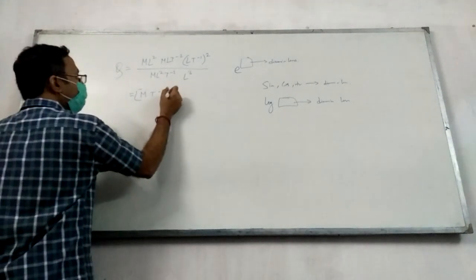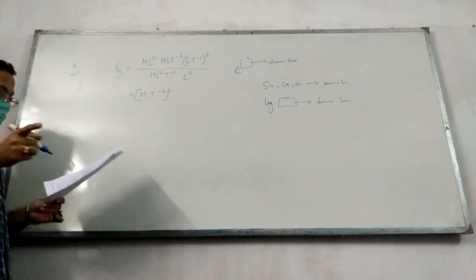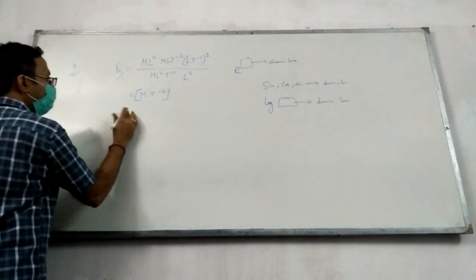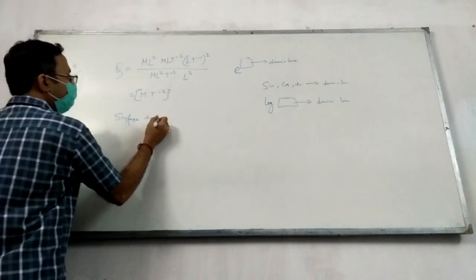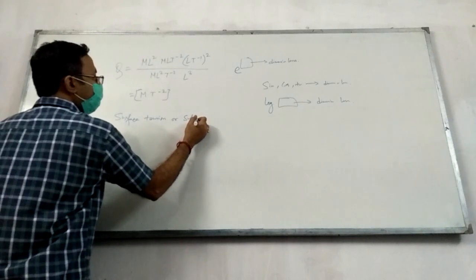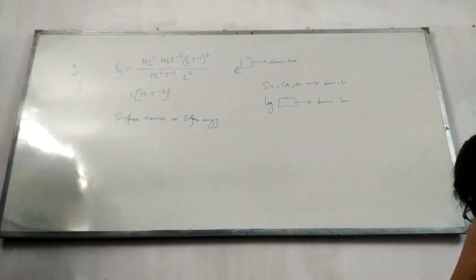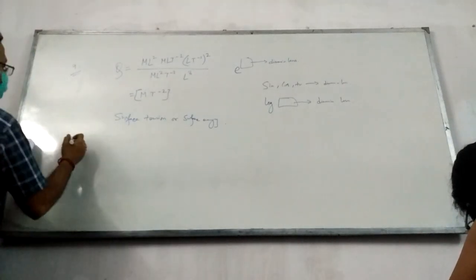M to the power minus 2, so I say right, M to the power minus 2. And one important thing: they have also asked you to find out the quantity. What is the quantity? Surface tension or surface energy. Surface tension or surface energy has multiple values.